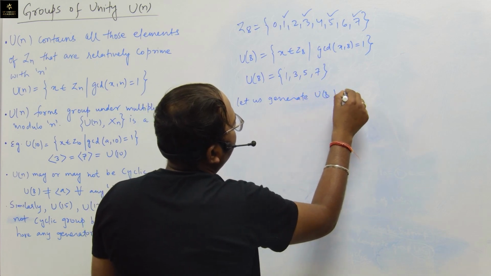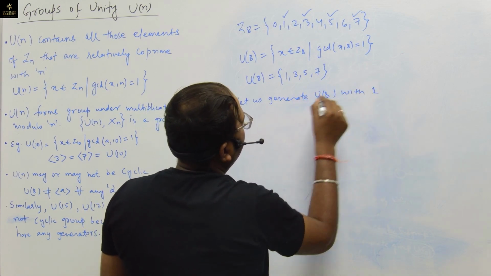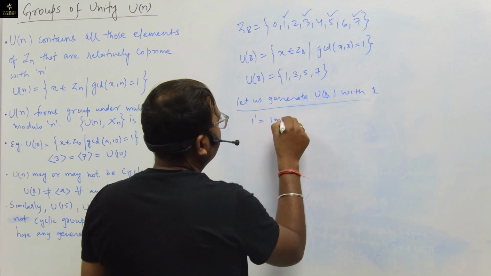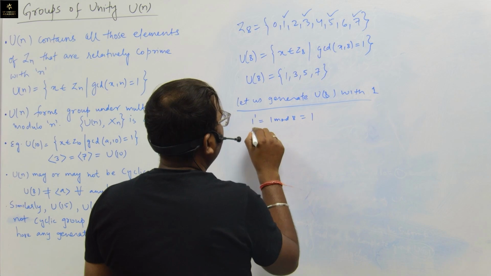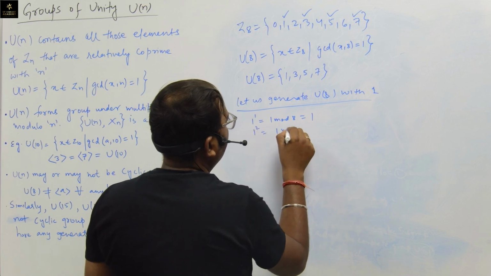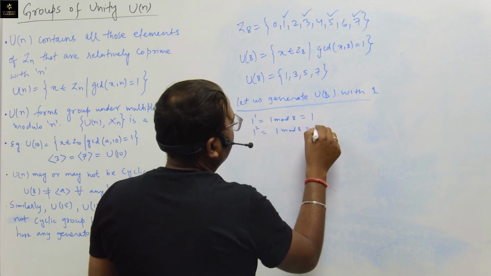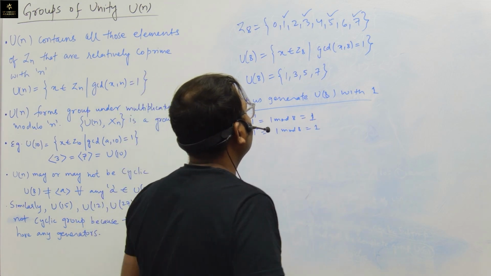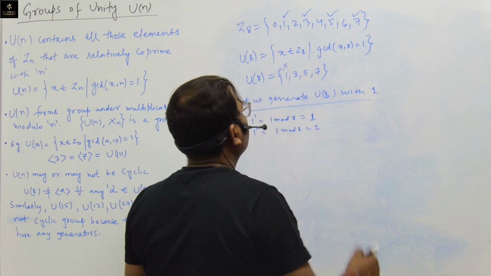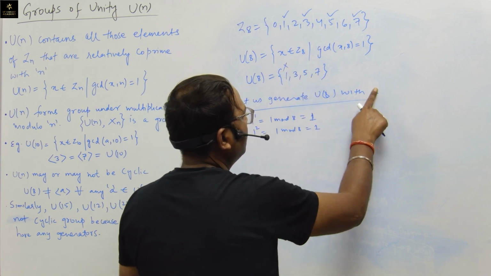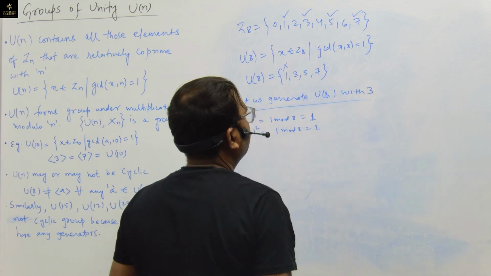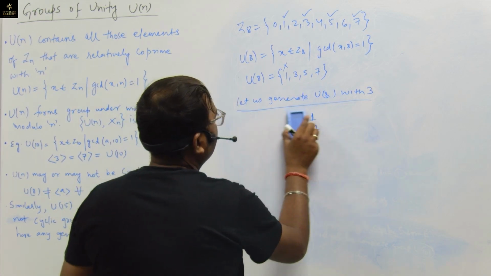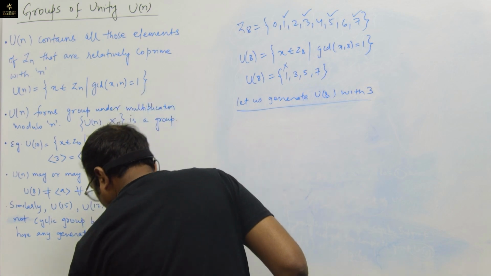Let us generate U8 with 1. Let us operate 1 one time. This is 1 mod 8, which is 1. Let us operate this 2 times. This is 1 mod 8. So 1 is generating only a single element, so 1 will not be the generator. We are taking the elements one by one. So first we have taken 1, and it generates only a single element, so it will not generate U8.